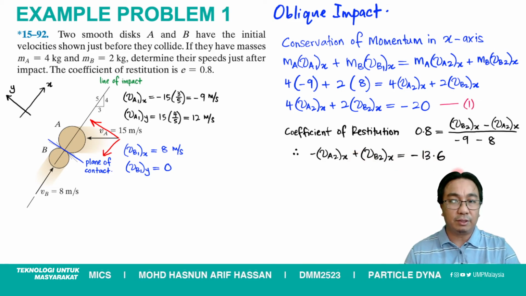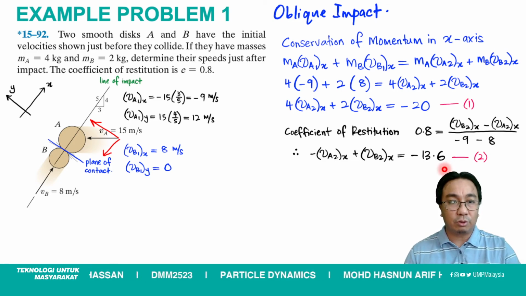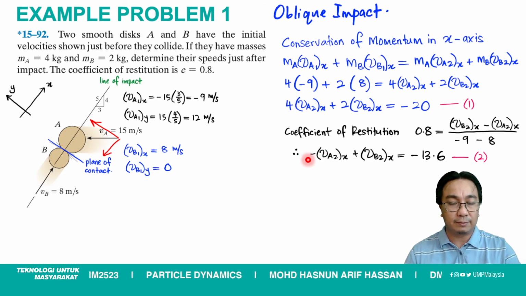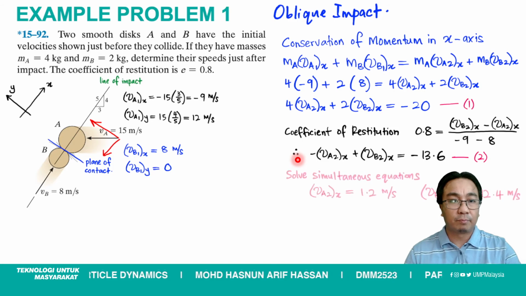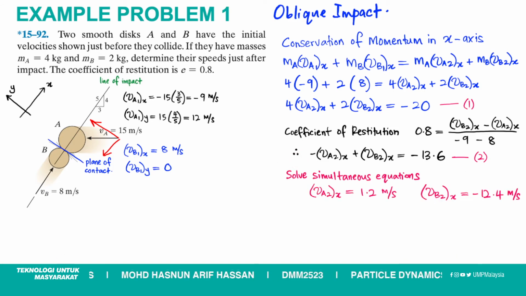So we have the first equation here, we have the second equation here. So next is to solve these two simultaneous equations using your calculator. And we're going to have VA2x equals 1.2 meters per second, VB2x equals minus 12.4 meters per second. Okay, we haven't solved the problem yet because we want the magnitude. We want VA2 and VB2. This is only in the x-axis. We need to determine what is VA2y and what is VB2y.